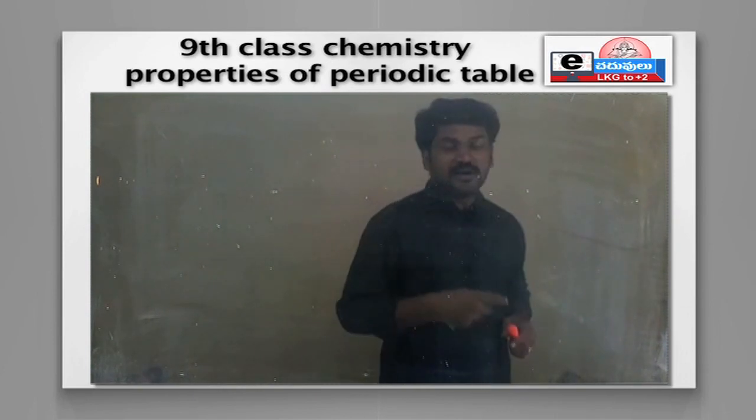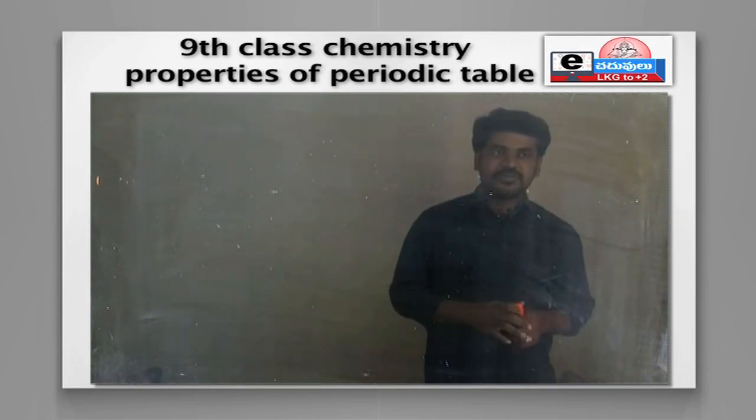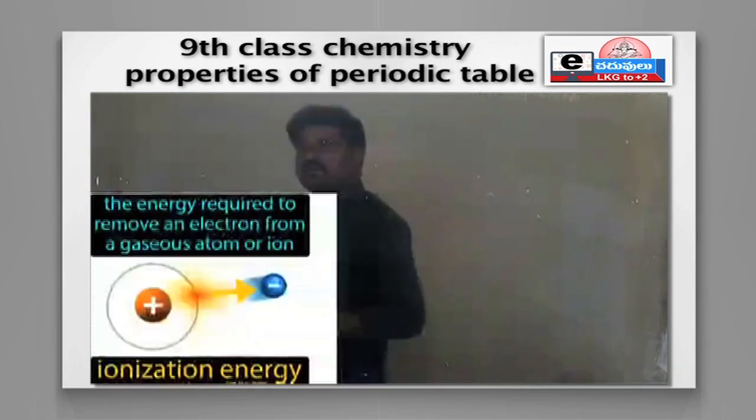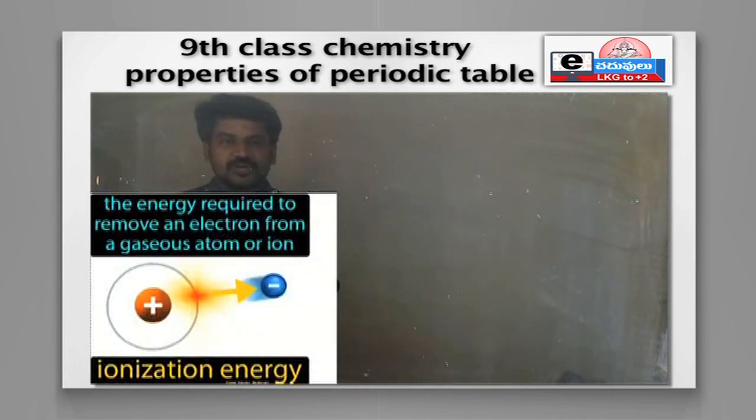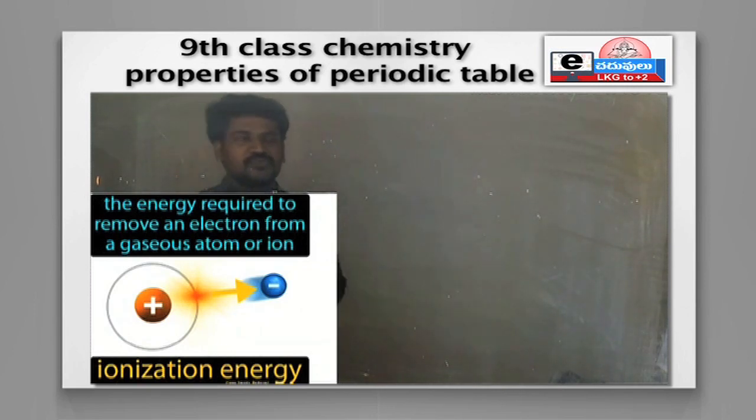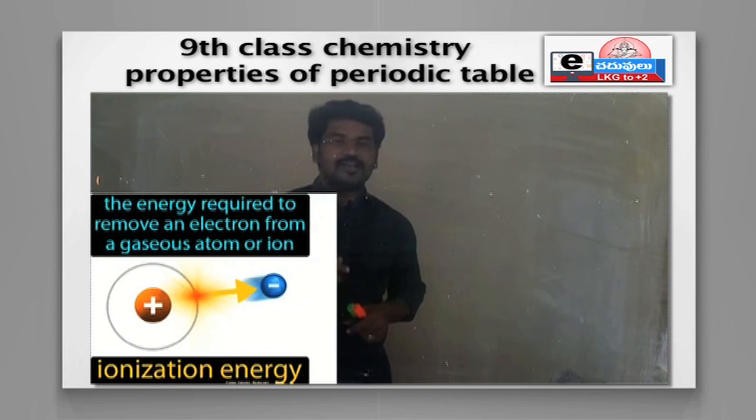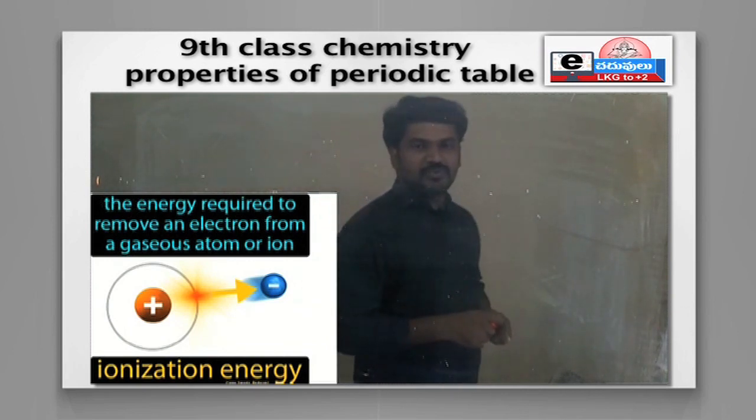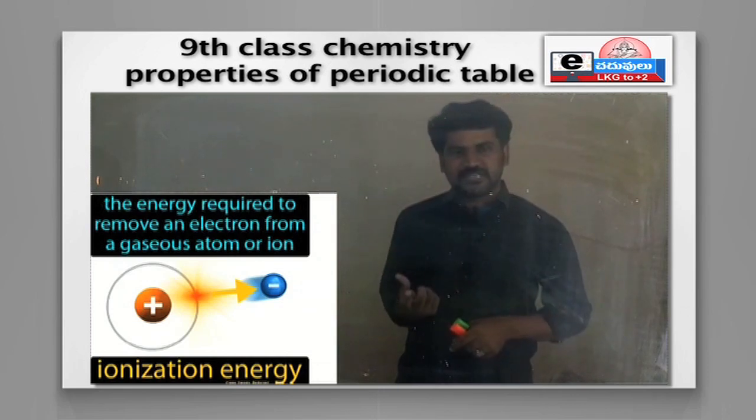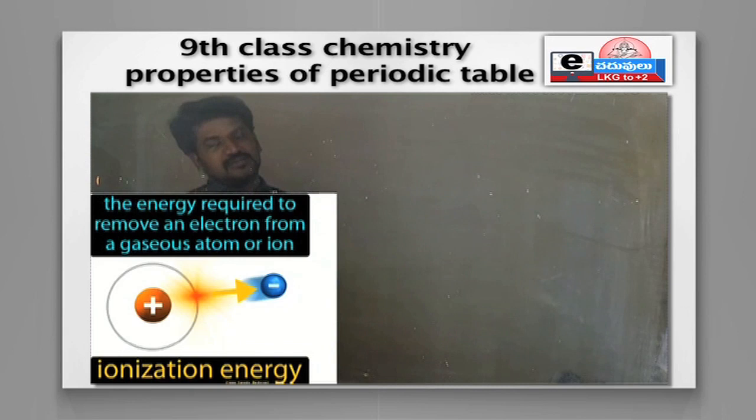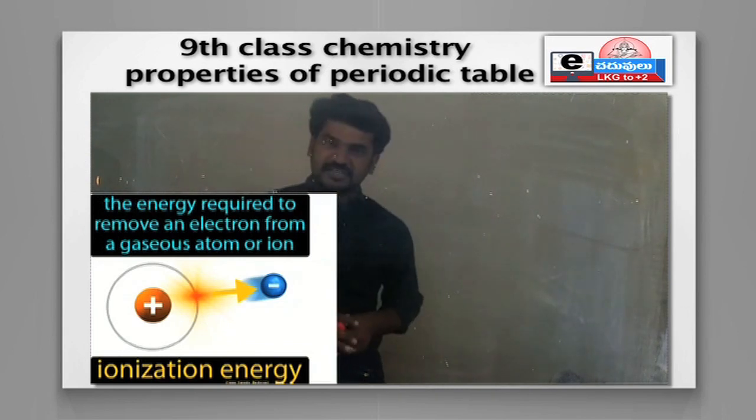And let us discuss ionization energy. What is meant by ionization energy? The energy required to remove an electron from a valence shell is called ionization energy. If you are removing one electron, that is the first ionization energy. Removing one more electron from that atom, second ionization energy. Removing a third, third ionization energy.